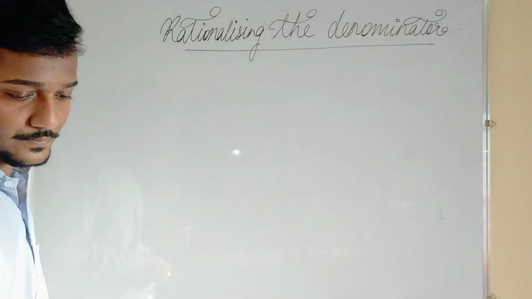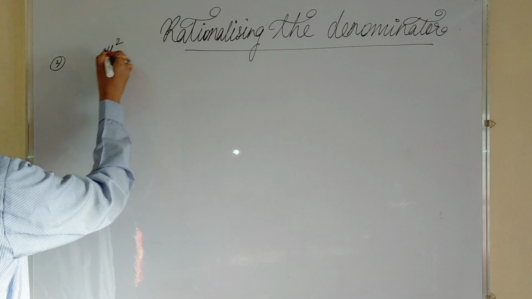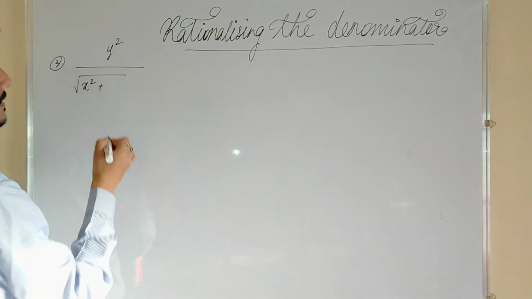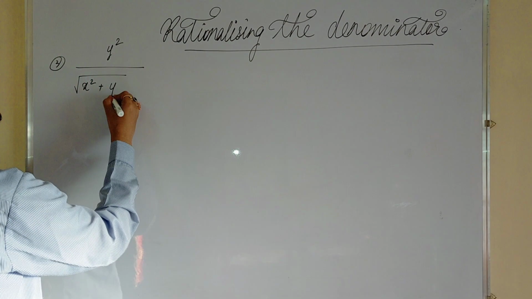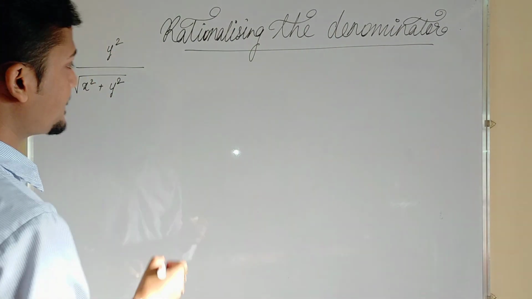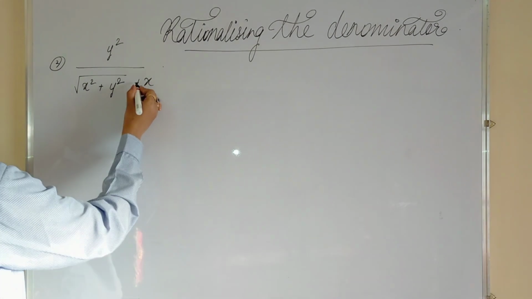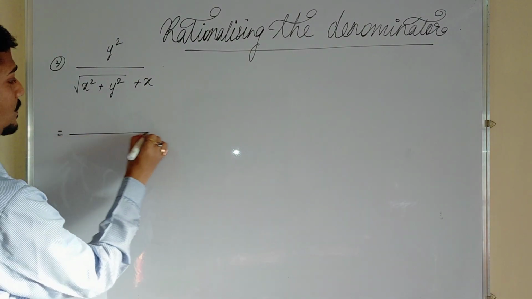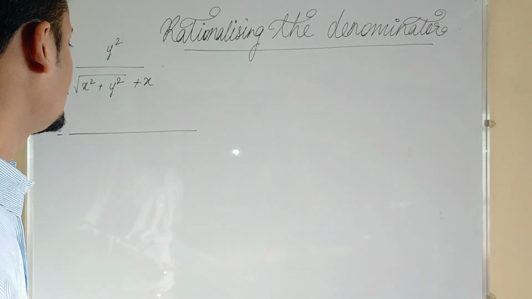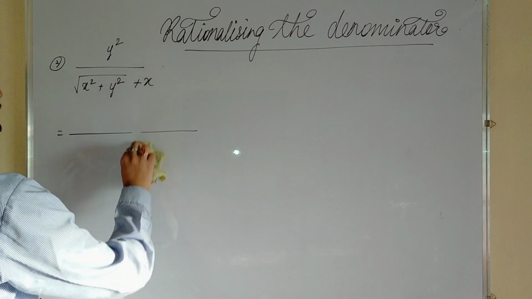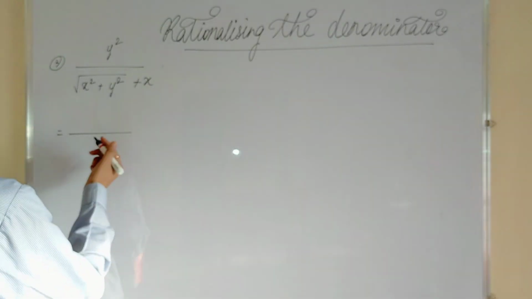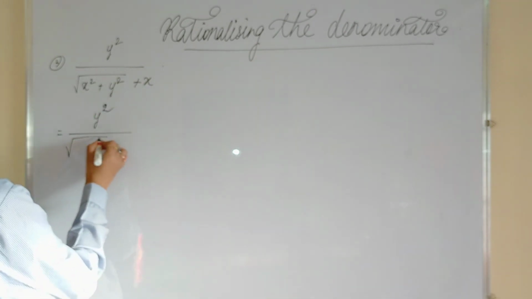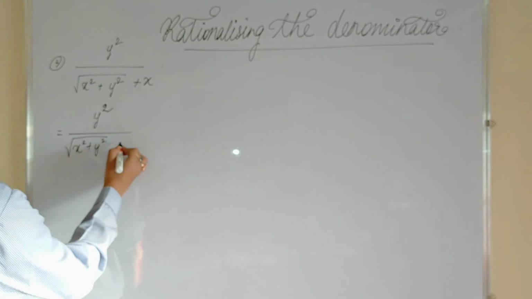Third question. y square by x square plus y square plus x. You have to rationalize the denominator. Equal to y square root over x square plus y square plus x.